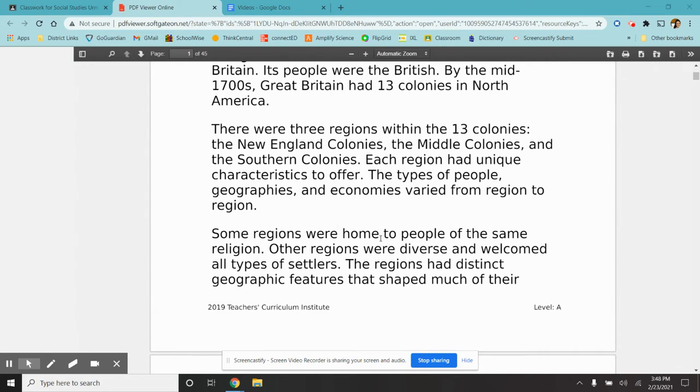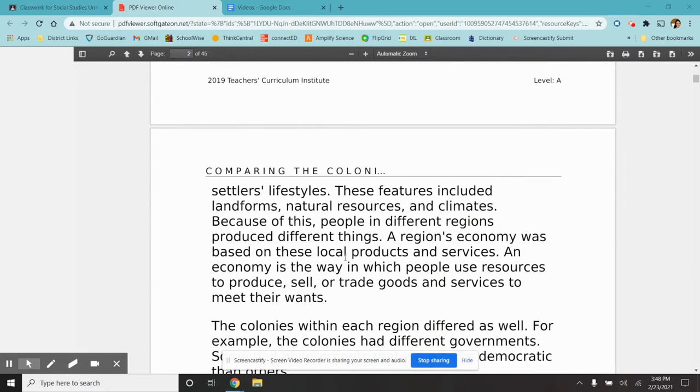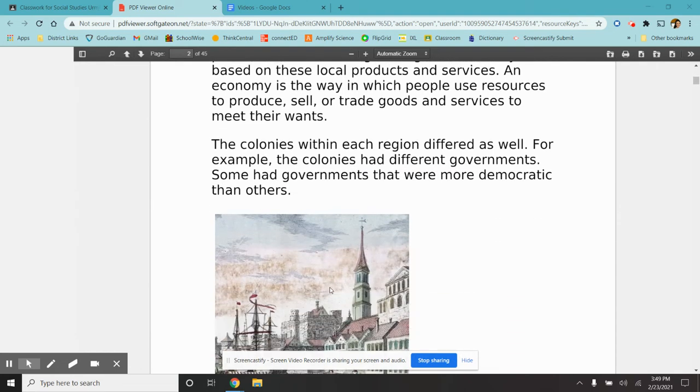Some regions were home to people of the same religion. Other regions were diverse and welcomed all types of settlers. The regions had distinct geographic features that shaped much of their settlers' lifestyles. These features included landforms, natural resources, and climates. Because of this, people in different regions produced different things. A region's economy was based on these local products and services. An economy is the way in which people use resources to produce, sell, or trade goods and services to meet their wants.